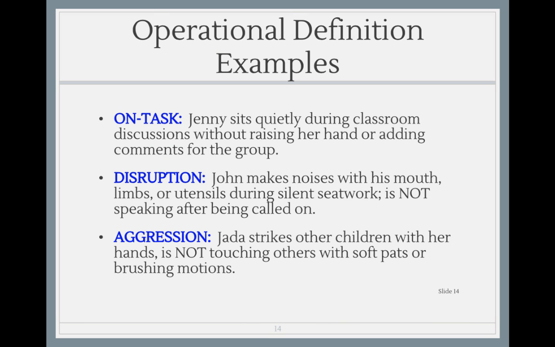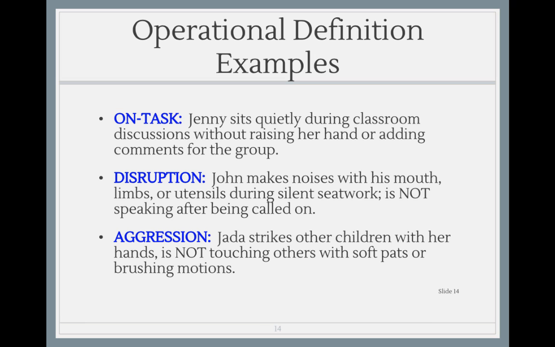So for example, the operational definition of on-task behavior is: Jenny sits quietly during classroom discussions without raising her hand or adding comments for the group. The next 2 examples include non-examples. The operational definition of disruption is: John makes noises with his mouth, limbs, or utensils during silent seat work. Disruption is not speaking after being called on.